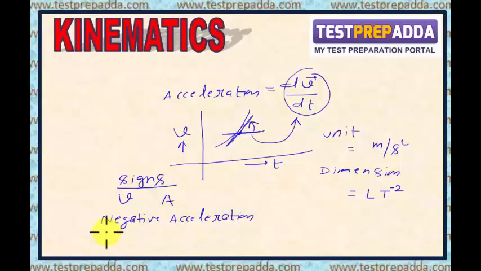So the meaning of negative acceleration is that acceleration is in the opposite direction of velocity, or you say velocity and acceleration are having opposite signs. This negative acceleration is also written as deceleration. Got the idea?